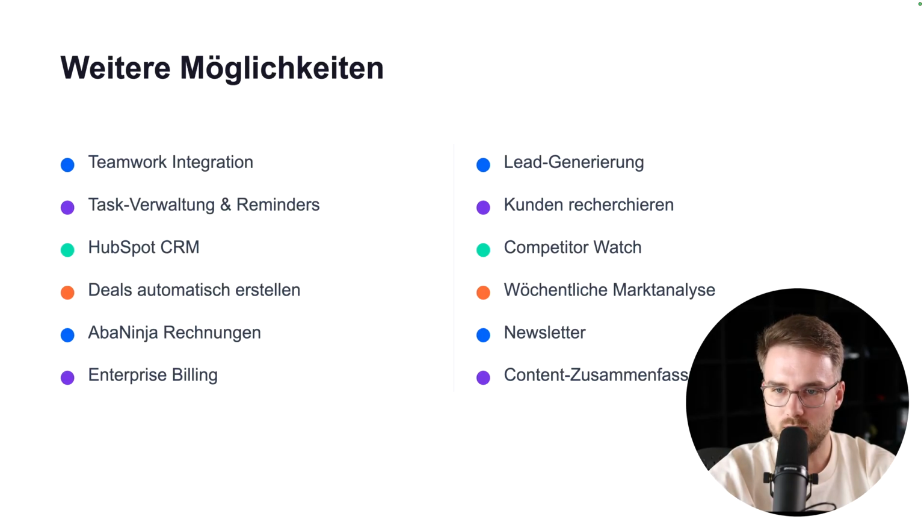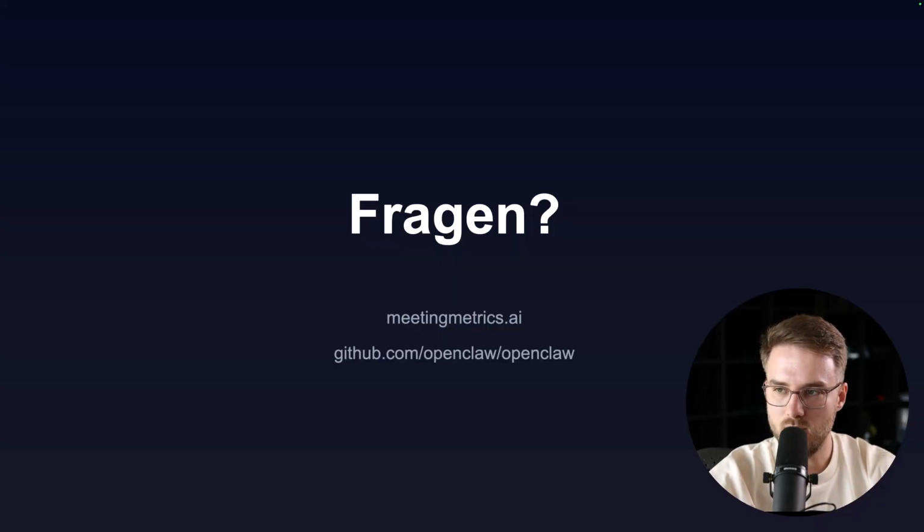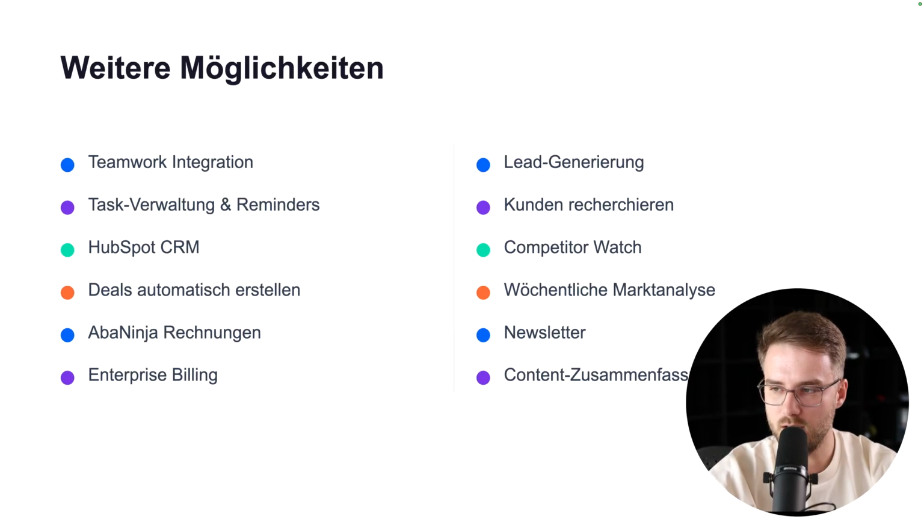What we also did in that sense is we made the Apaleo skill so that it can use the browser directly and can create invoices in Apaleo. It helps us with enterprise billing when we have to merge customers from different teams into one team. When several people from one company register with Meeting Metrics, everyone has their own company, but we want to merge them, then OpenClaw can help us with that. It can help with lead generation, customer research, competitor watch, weekly market analysis, newsletter, content summary, etc. So a very large part of the marketing area is covered in that sense.